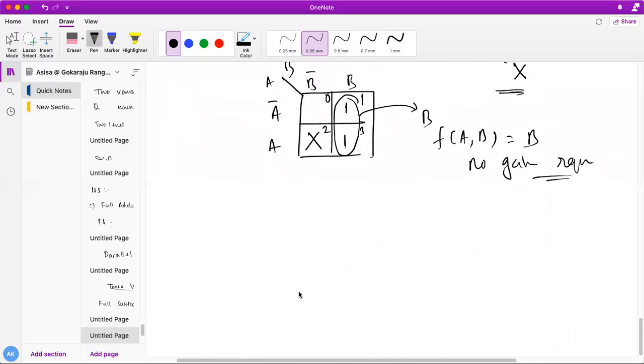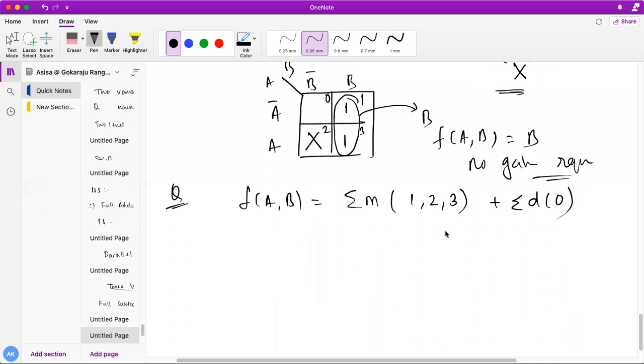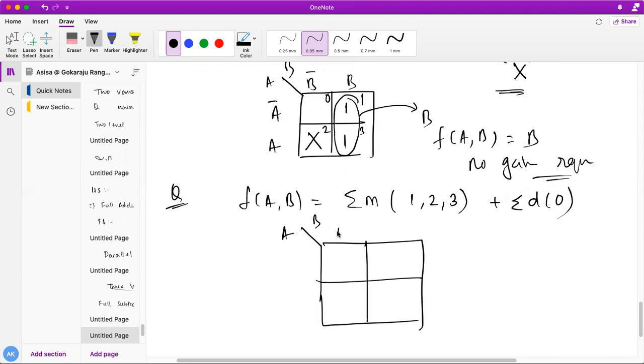Okay, so see here, next question, so that you can understand the don't care in a better way. Let's say my question is like this: summation of m 1, 2 and 3, plus d 0. It's again a two variable K-map. I can construct my K-map like this, with a b, b bar b, a bar a. The place values are 0 1 3 2. So I can put 1s at 1, 2 and 3, and this is summation of d 0, so this is my don't care.